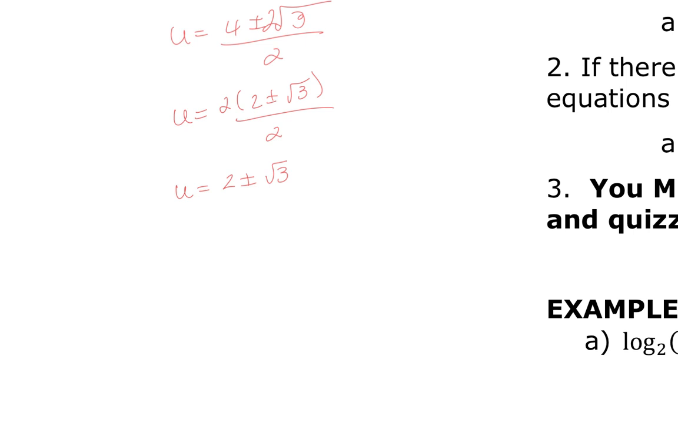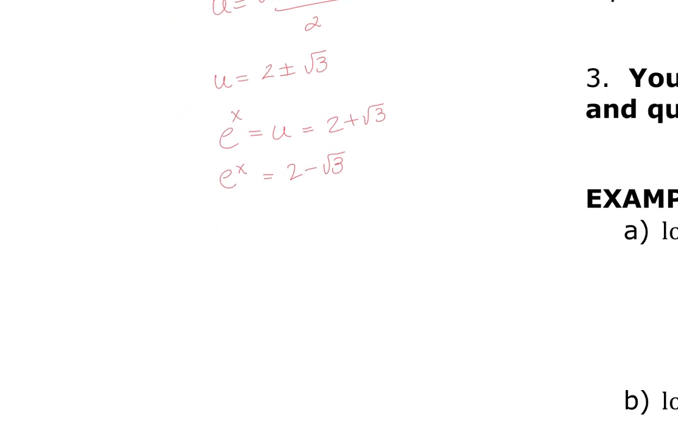But we're not solving for u, we are solving for e to the x, which is equal to u, which is equal to 2 plus the square root of 3, and e to the x is also equal to 2 minus the square root of 3. Now with each one of these two, I'm going to take the natural log. It's not multiplication, it is the natural log of both sides.